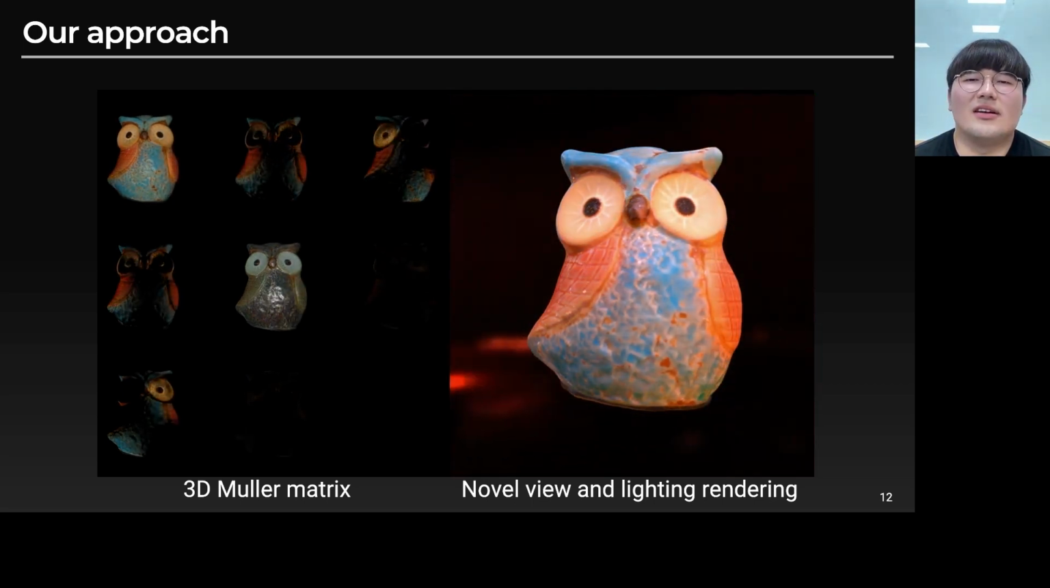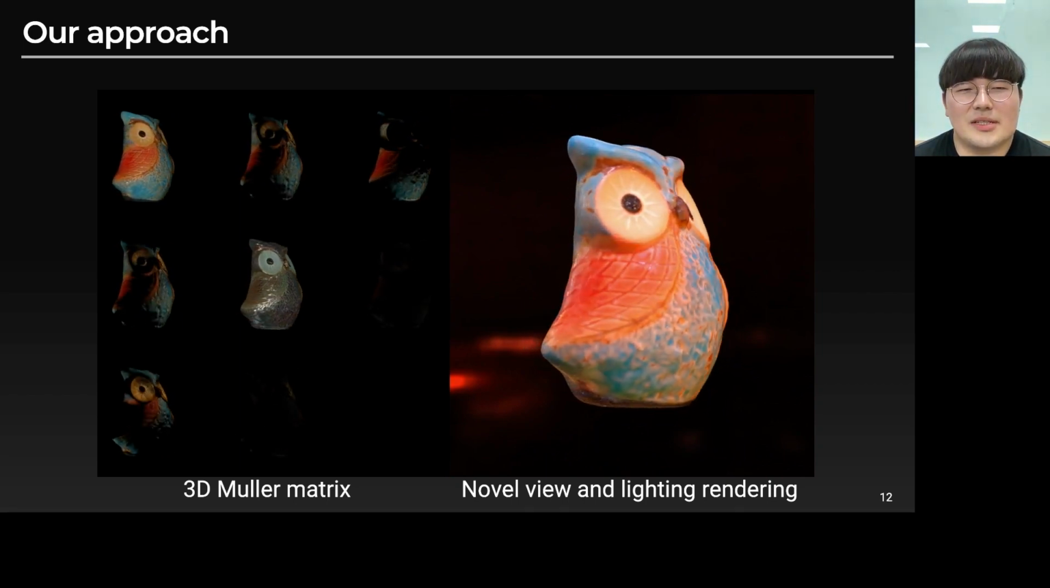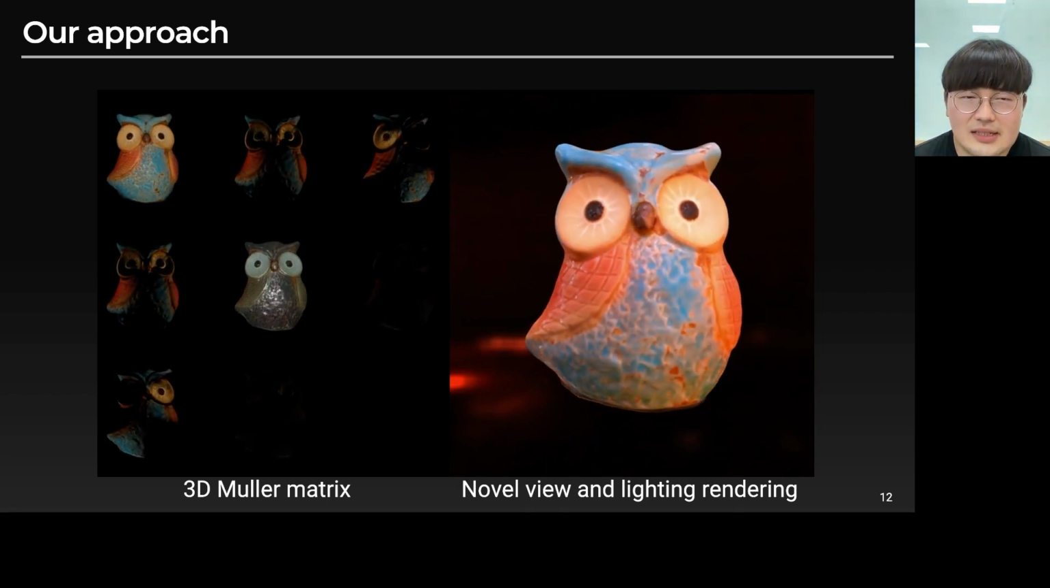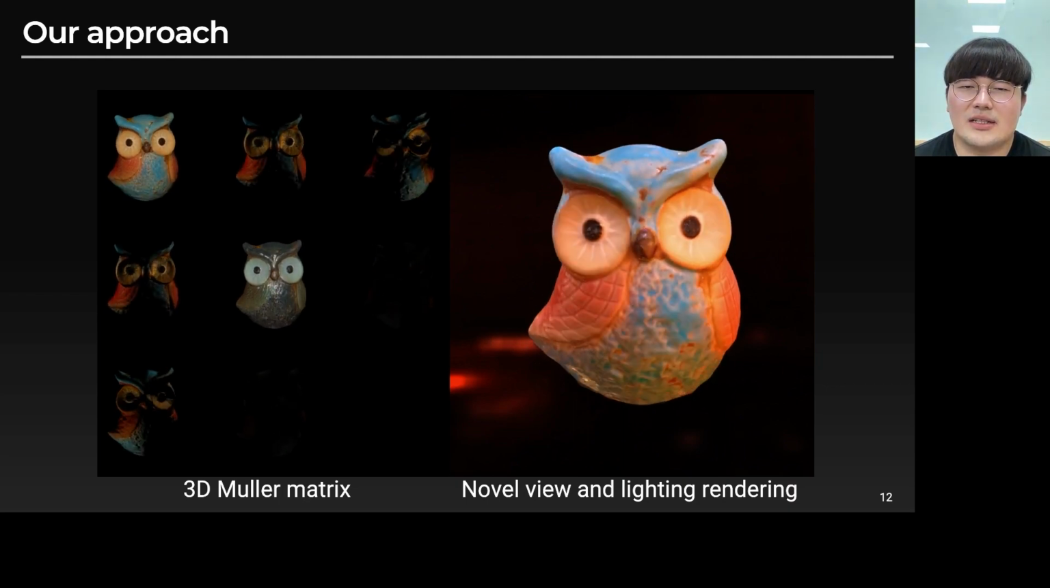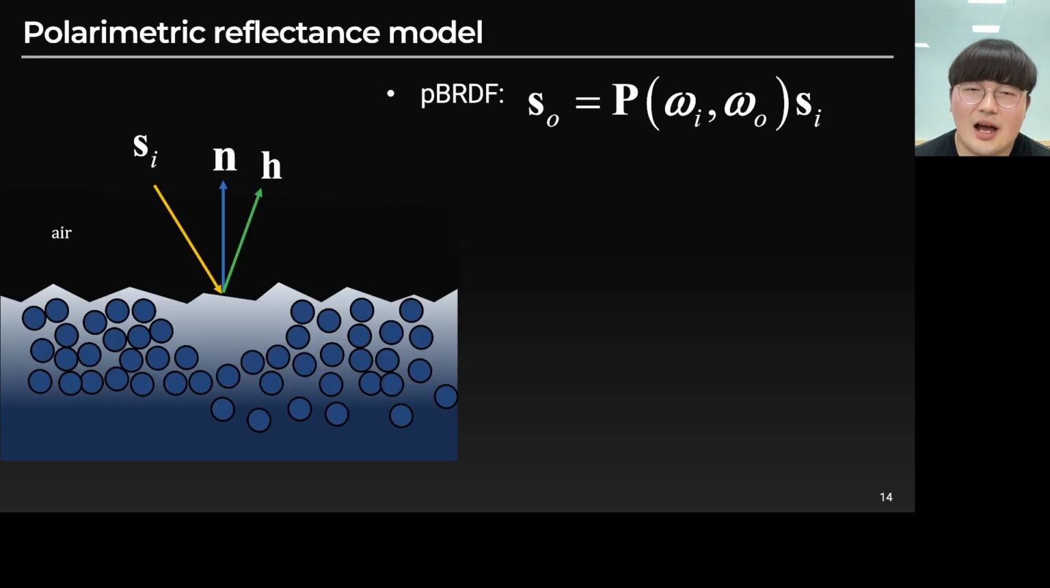Here is an example of our result. The captured Mueller matrix of a 3D object and its novel view and light rendering. Now let me explain our method. I'll explain our polarimetric BRDF model first.